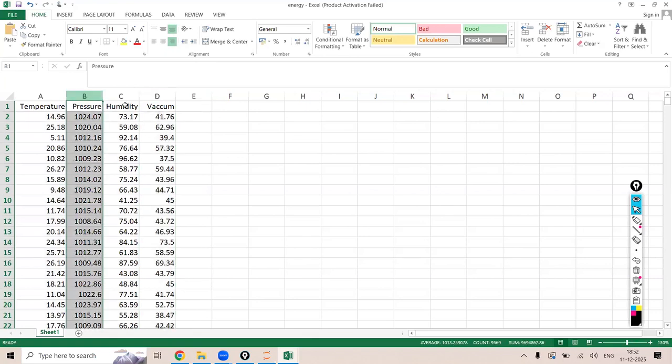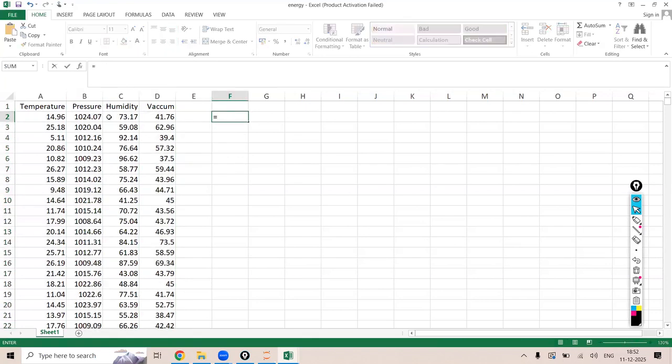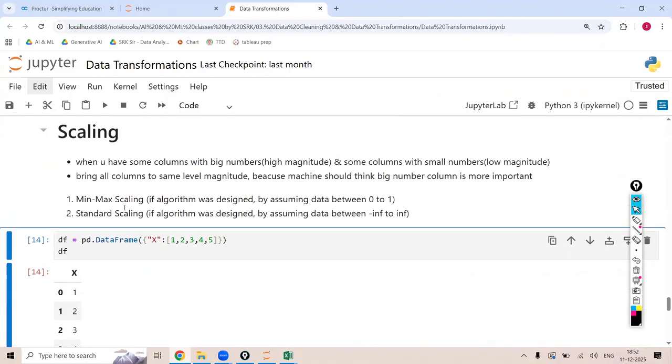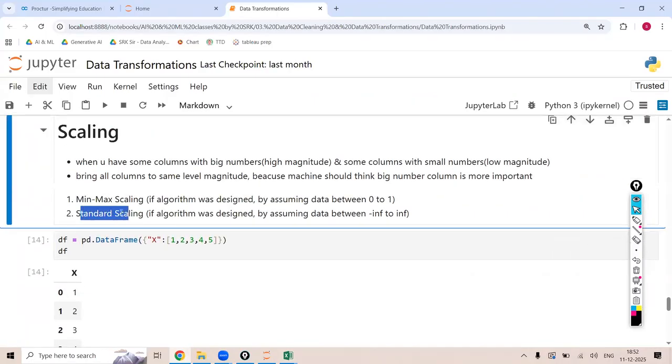Sir, for example, let us take pressure divided by 100, so every number is divided by 100. Then a single column would be sufficient. But when we are doing this kind of scaling, there are two types of scaling techniques I am going to discuss. One is called standard scaling and the second is called min-max scaling. When you are doing these scaling techniques, every numerical column has to be involved automatically.